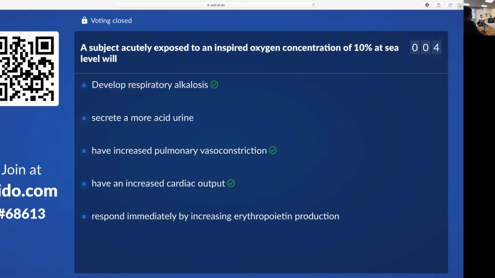Yeah. So what reflex is this describing? Perfect. And what does hypoxic pulmonary vasoconstriction respond to? Alveolar. Exactly. That's the key thing. It's alveolar oxygen content, not arterial, which confused me for the first few months of learning that. We'll have an increased cardiac output, and you'll know why.